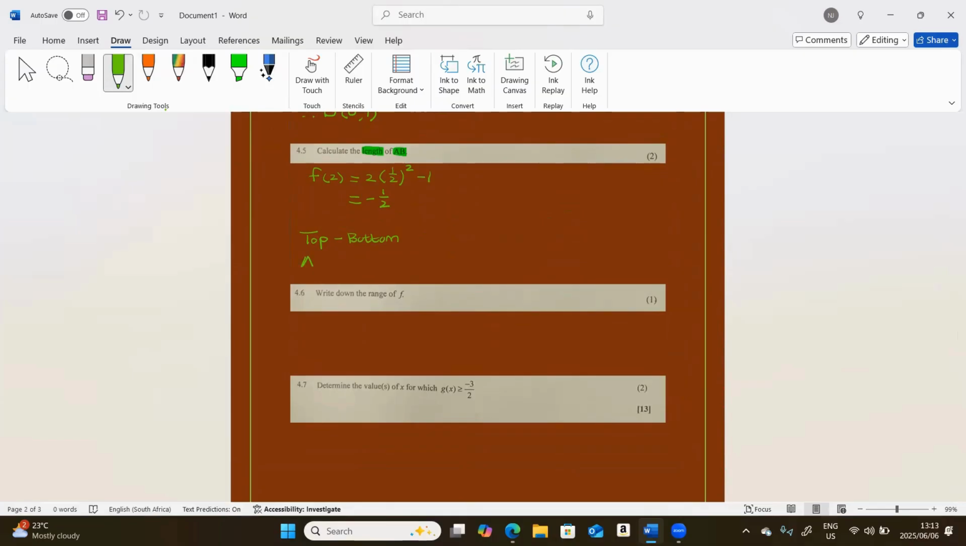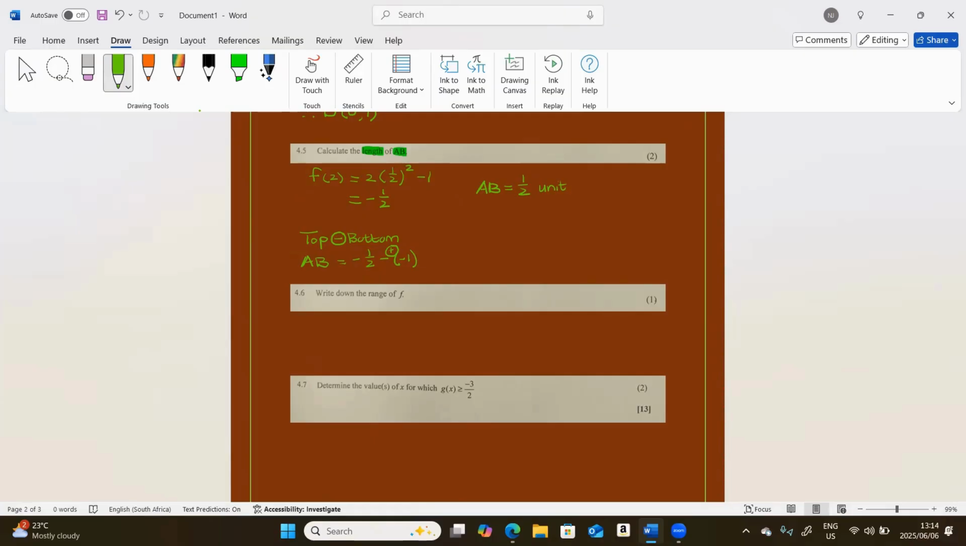To get AB, the length of AB, you're going to say the top y value is negative a half. From that, you subtract your bottom y value, which is negative 1. Obviously, that negative and negative would give me a plus. So negative a half plus 1. So the final answer for AB is that the length of AB is half a unit. That is the final answer, guys, to get the length.